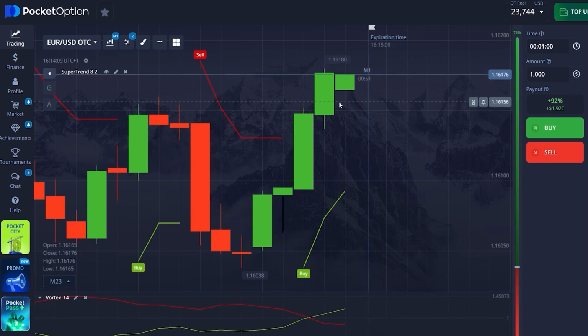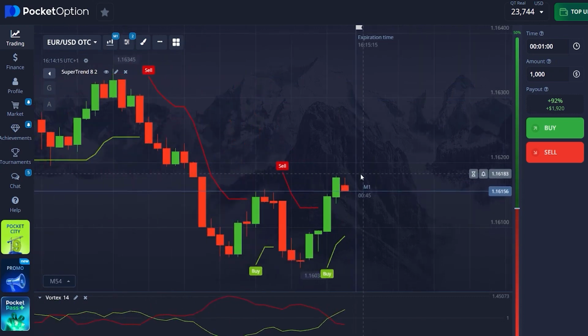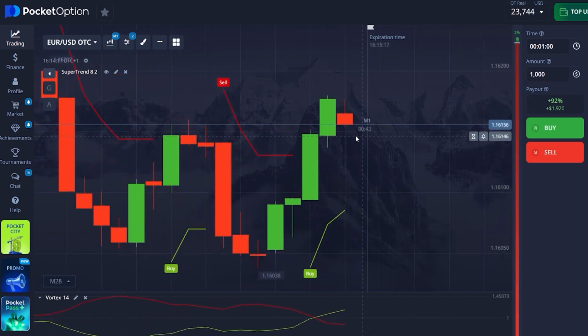So I always make use of this strategy anytime the market is stable. So a situation whereby the market is in a high volatility level, I don't make use of this strategy.